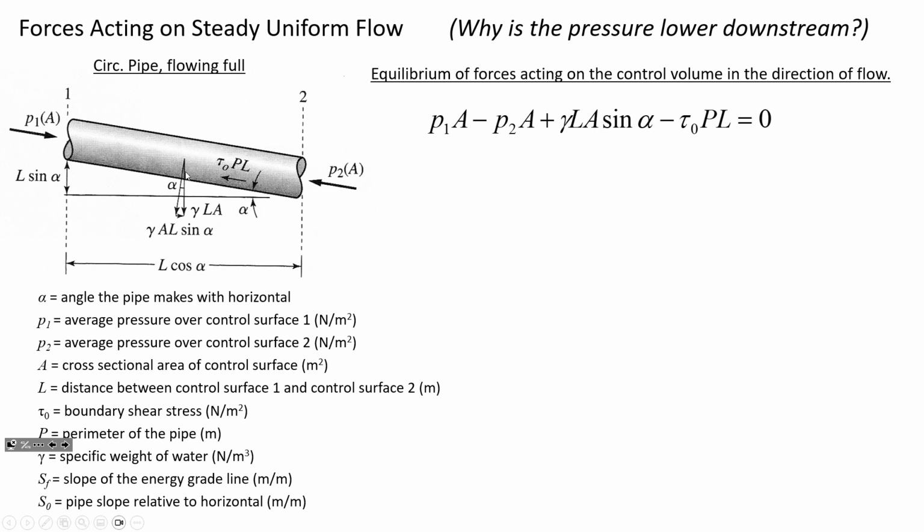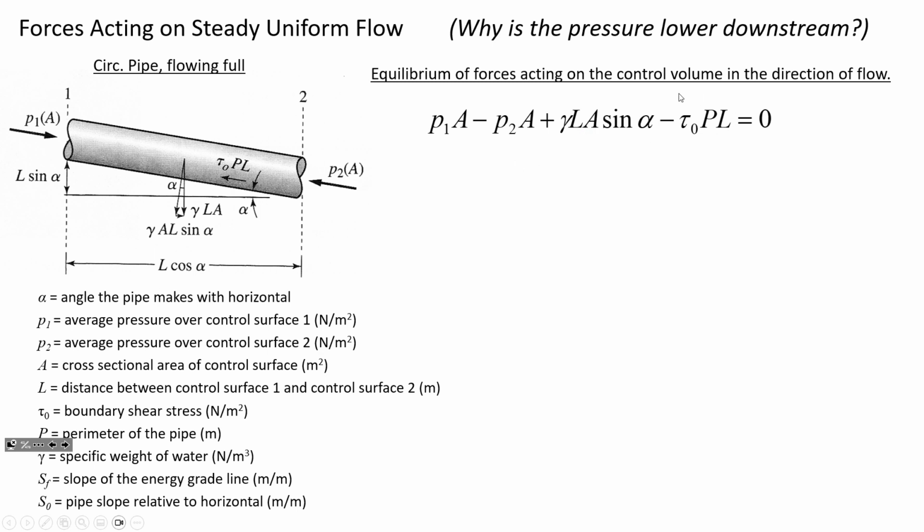There's the weight of the water acting downward. And if this is an inclined element of water, then we'd have to know the angle that it was inclined. The force that's acting in the direction of flow would be sine of alpha times gamma times L times A. L times A is the volume of water that's here. A is the cross-sectional area. L is the length of this segment. So L times A says what's the volume, and then multiplying it by the unit weight tells us the weight of the water. So the weight of the water in the direction of flow would be the unit weight times the volume times sine of alpha. So that's acting in the direction of flow.